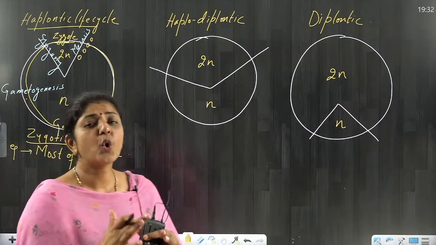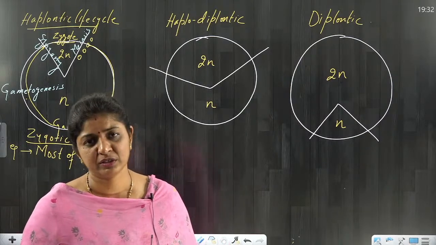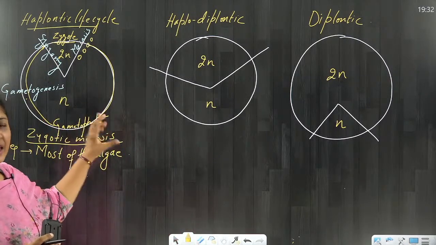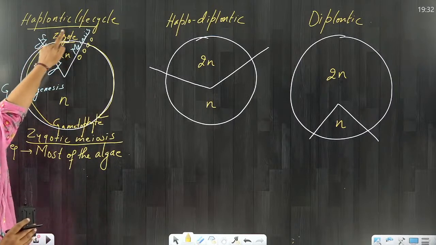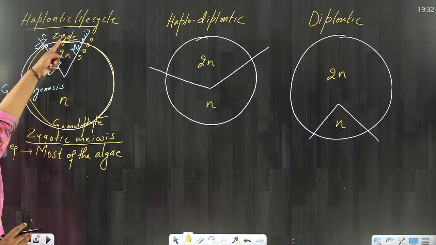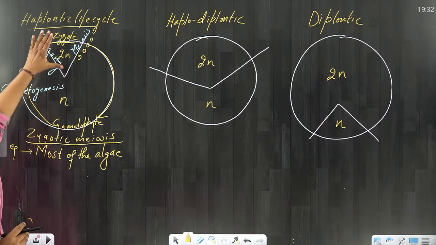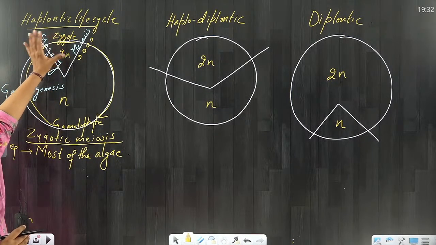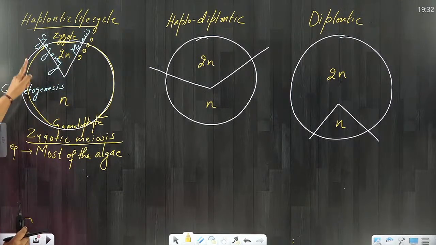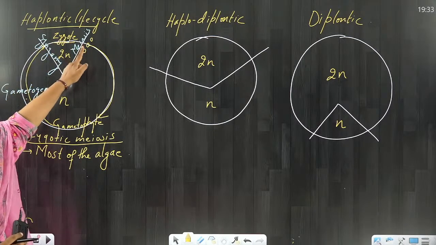That's why no embryo is formed in most of the algae. They are non-embryophytes. Are you clear with that? So this is the haplontic life cycle. Why? Number 1, here only a unicellular sporophyte forms, and that sporophyte depends upon the gametophyte. Number 2, the time period of the zygote or sporophyte is very short. What is more in its duration? The gametophytic generation. That's why it is what type of life cycle?